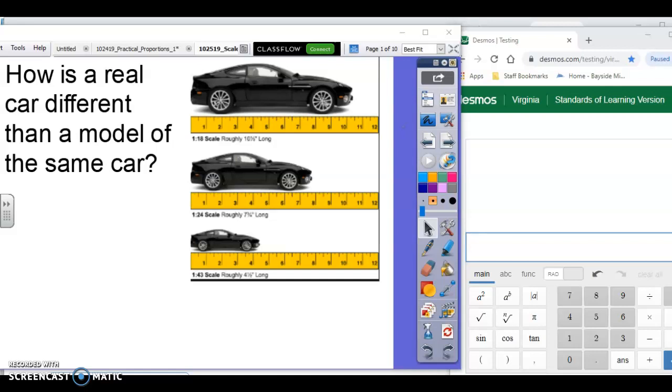All right, one way that a real car is different than a model is size. A real car is going to be much bigger than a model car. Number two, a model car you're not going to be able to drive. There's other reasons that they're different. So if you would like to share what you wrote down, please come and see me and we can talk about that. All right, let's go ahead and get on with the lesson.